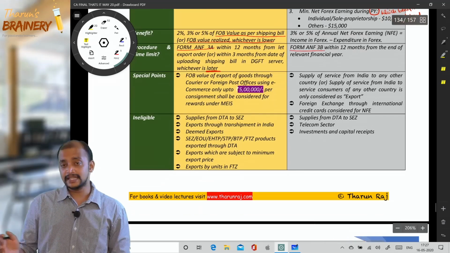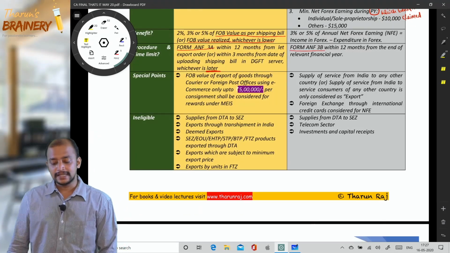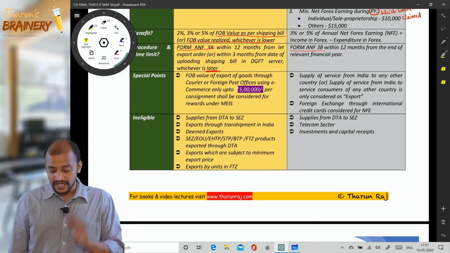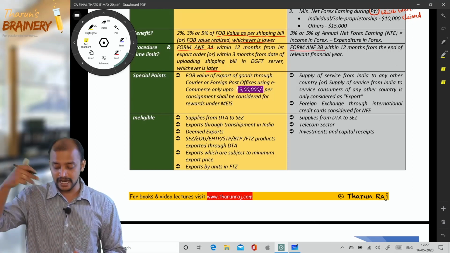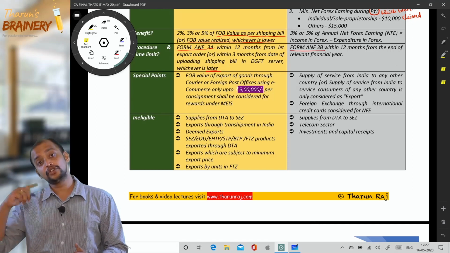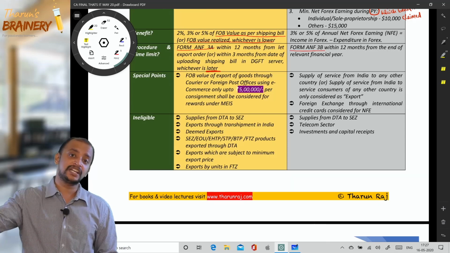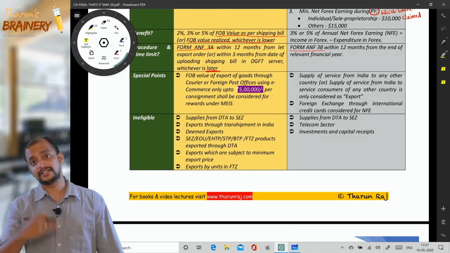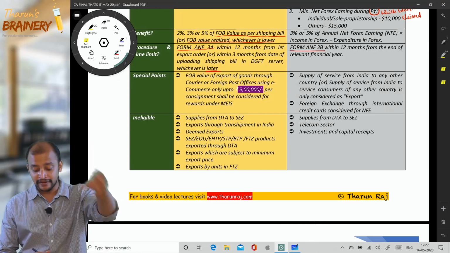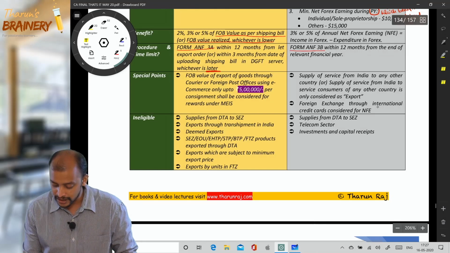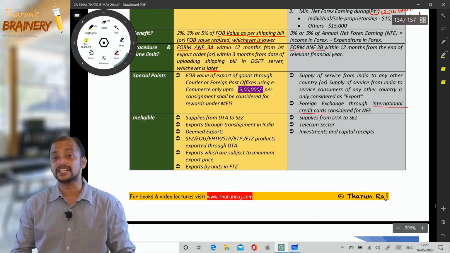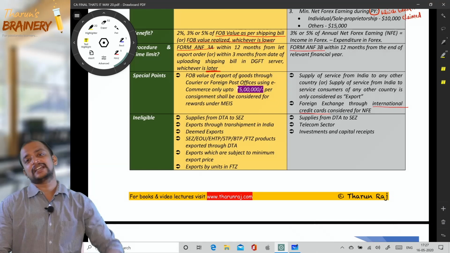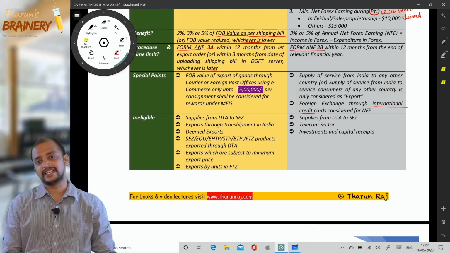Then for SEIS, some special points. Supply of service from India to any other country, normal, or supply of service from India to service consumers of any other country. Service consumers of any other country, actually they belong to outside India but they are in India. Say a tourist is coming, and to him you rendered services, it is eligible for SEIS, provided the foreign exchange through international credit cards is received, and that is considered for NFE. So ask them to use the American Express card, that will be eligible for SEIS benefit.